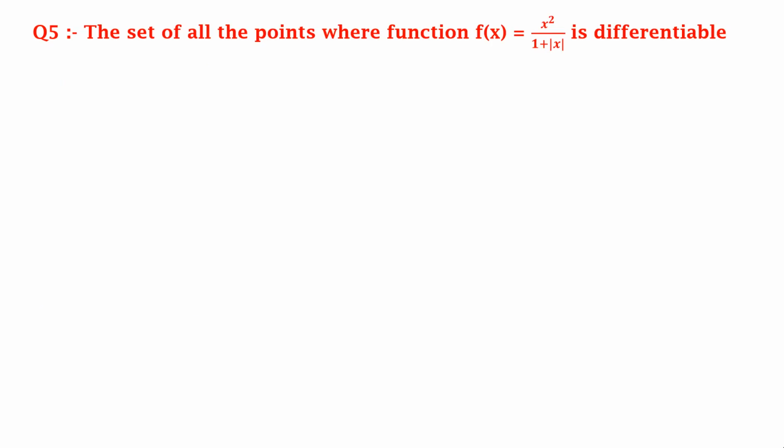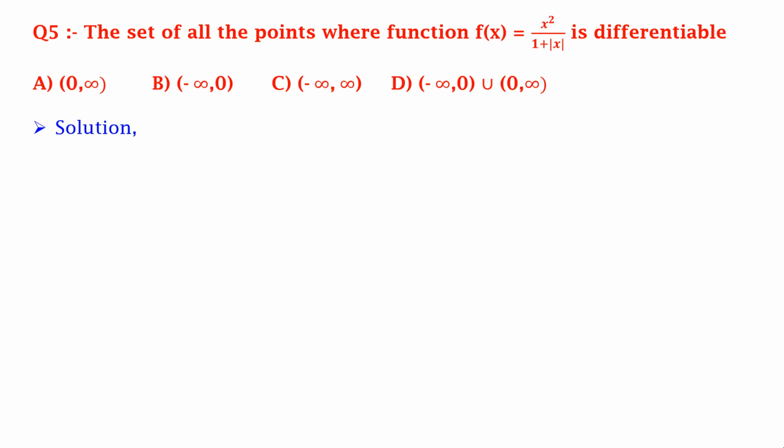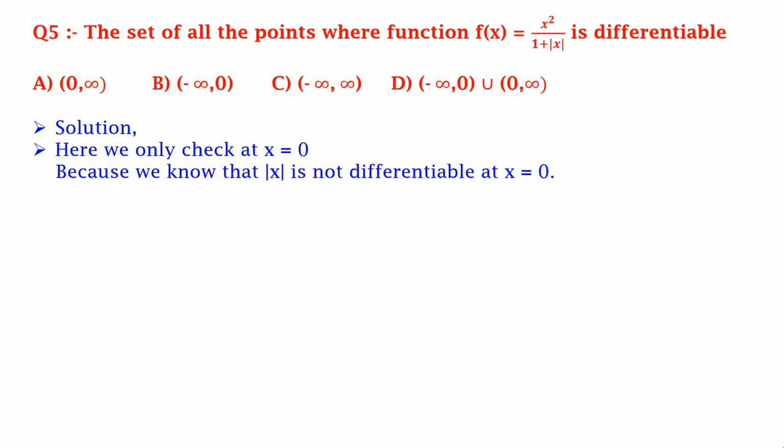Fifth question, the set of all the points where the function f x is equal to x square upon 1 plus mod x is differentiable. The options are A, 0 to infinity, B, minus infinity to 0, C, minus infinity to infinity, and D, minus infinity to 0 union 0 to infinity. Solution, here we only check at x equals 0 because we know that mod x is not differentiable at x equals 0 and x square is a polynomial function, so it has to be differentiable.